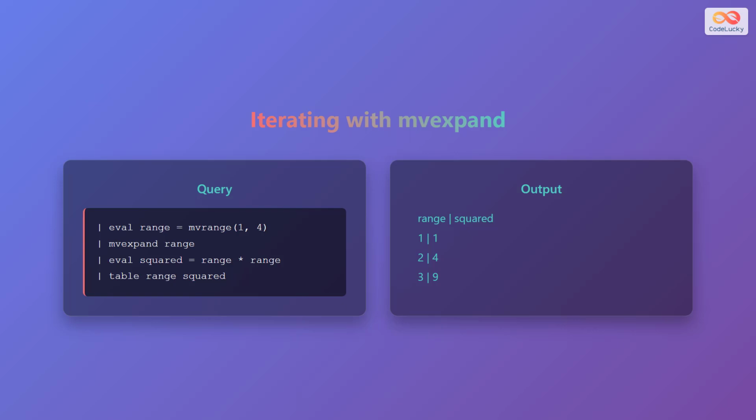One of the most powerful applications of mvrange is combining it with the mvexpand command for iteration. When you create a range using mvrange(1, 4), and then use mvexpand on that range, each value becomes a separate row. You can then perform calculations on each individual value. In this example, after expanding the range, each number is squared using the eval command. The result shows range values 1, 2, 3 alongside their squared values 1, 4, 9. This technique is essential for creating loops and iterative calculations in Splunk.